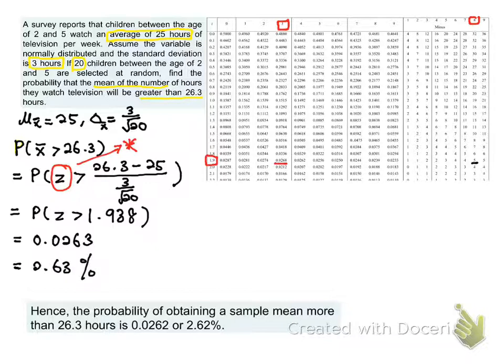You just need to multiply by 100%. Right? Okay? So now, the explanation will be, hence, the probability of obtaining a sample mean more than 26.3 hours is 0.0262, or if you want to convert to a percentage, 0.262. Because now we get 3, so you can say 263 and then 2.63%. Okay, this is the explanation.